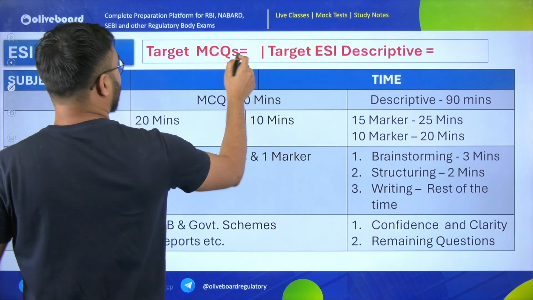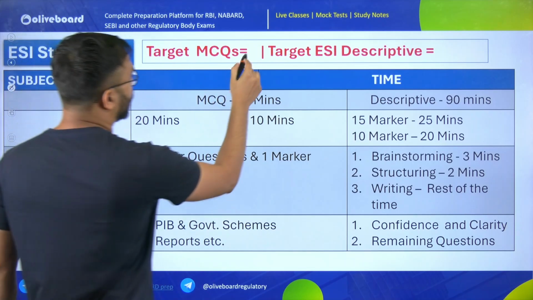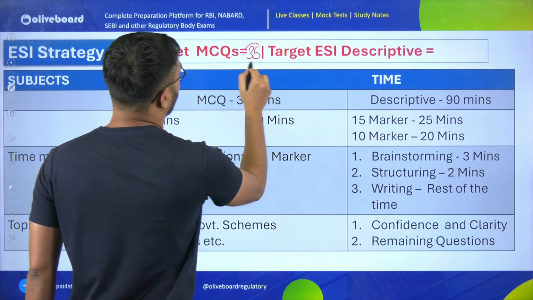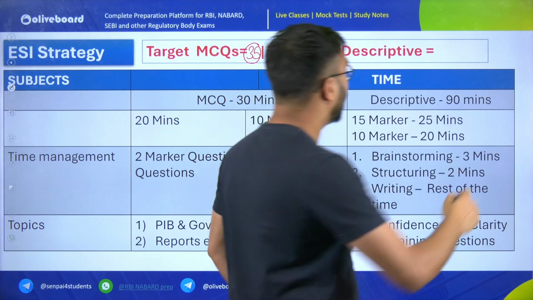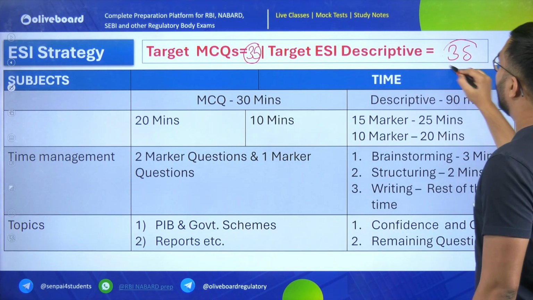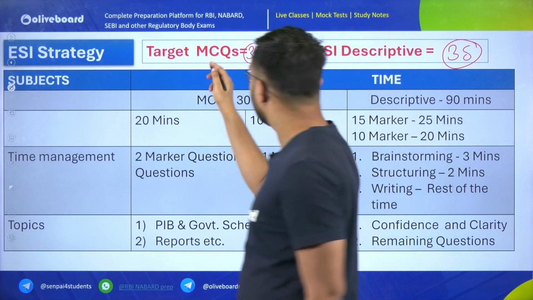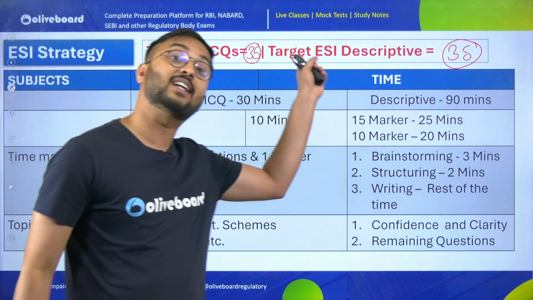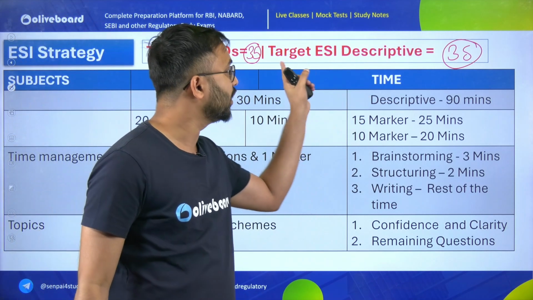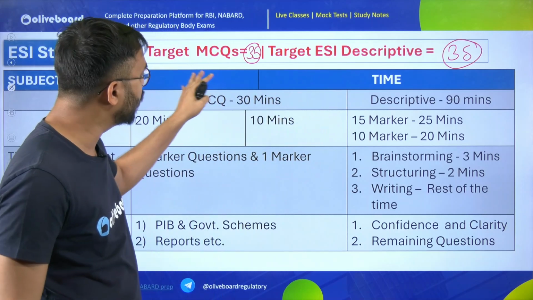So first is for MCQs. Out of 50, as I told you, 35 should be your MCQ target score. And for ESI descriptive, it should be again 35 for the descriptive part. So this is how you can try to get 70 marks, which is our ESI target, right? So 35 in the descriptive. But how to do it?